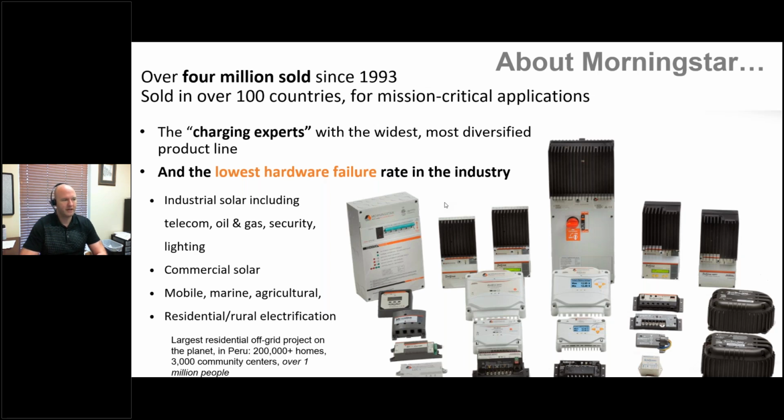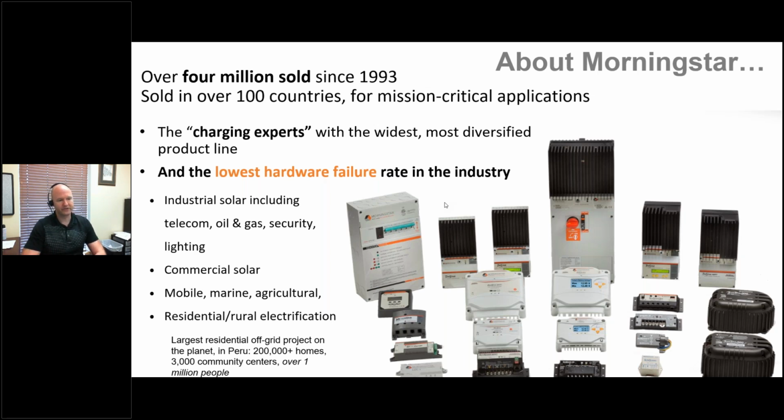These would be industrial applications where the failure of the product is really not acceptable, and they need the best in reliability because it's in a distant, hard to reach location. Mountaintops are a very common site for a lot of our systems, and we build the products to make sure that the confidence is there for that reliability. We think of ourselves as the charging experts.